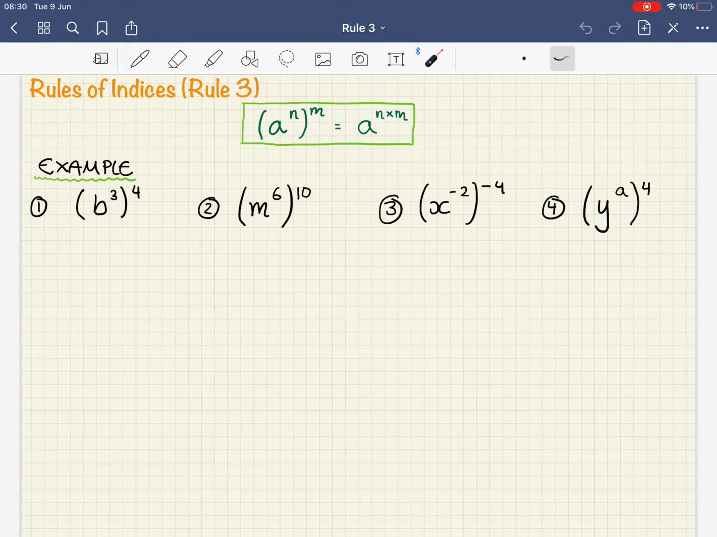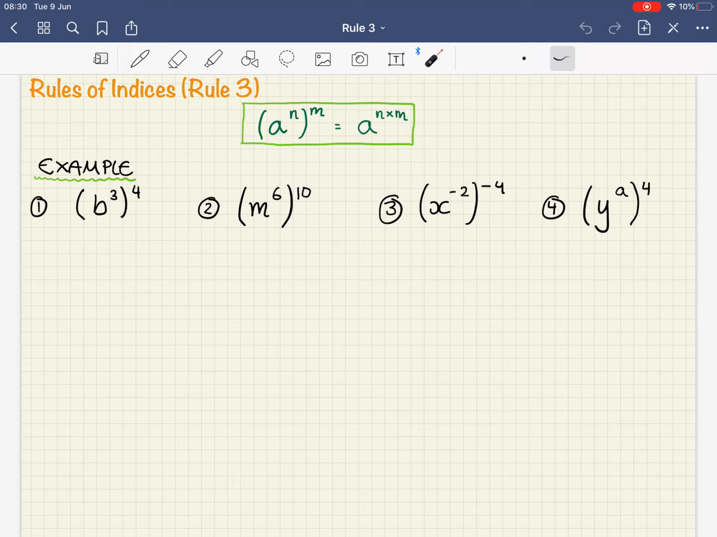Okay, so we're now on to rule 3 of our rules of indices. Now, this is one of the ones which I actually have split up into 2 separate rules. And it's mostly because it can be a little confusing how to apply this rule with some more complex questions. So what I've got here, I've got the basic questions, and in the next video I will go over rule 4 where we see some more complex versions of these.